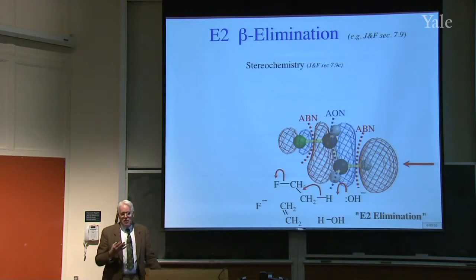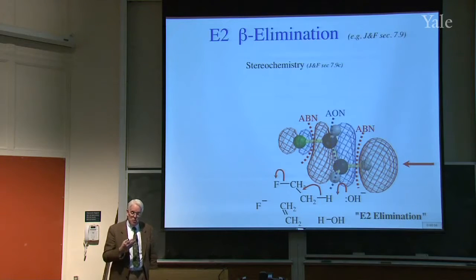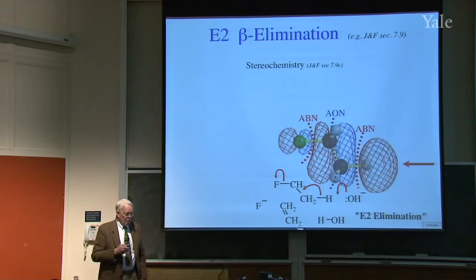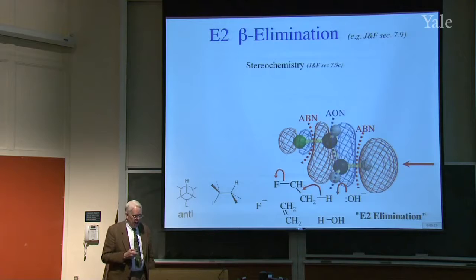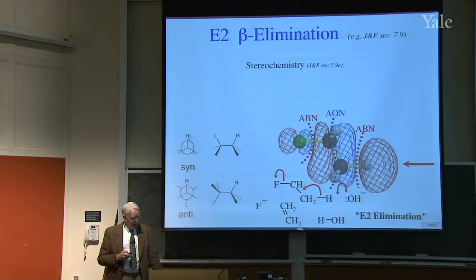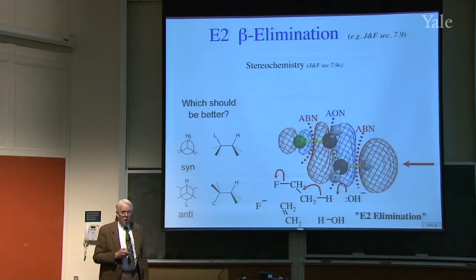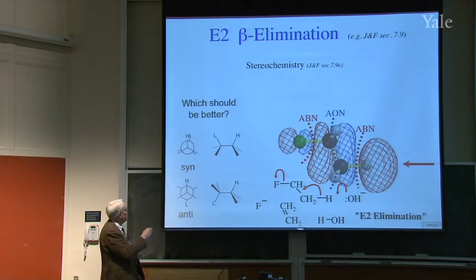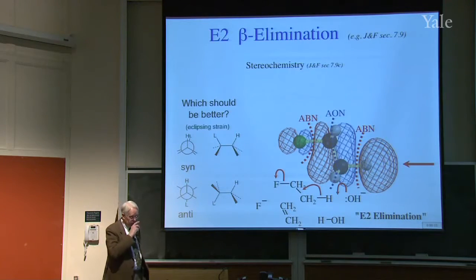Okay, so now there's another interesting implication, as there was in SN2, which is stereochemistry. So we have a hydrogen and a leaving group that are going to come off, right? And if we look at that from the end with the Newman projection, we see them anti to one another. So we can imagine pulling the two off and forming a bond by what's left. They could have been syn to one another in an eclipsed conformation. Now, which should be better? Should we pull them off anti to one another or syn to one another?